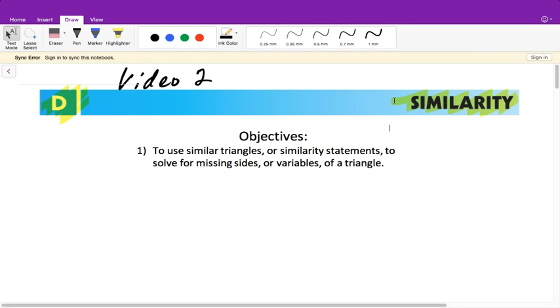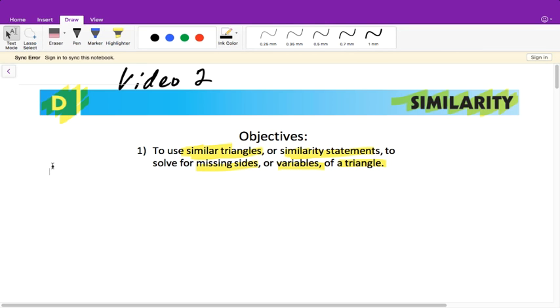All right, so now we are still going to be dealing with similarities, but what you need to be able to do at the end of this video is use similar triangles or similarity statements to solve for missing sides or variables of a triangle. So it's very similar to what we were just doing in the last quiz with congruent triangles. First, we learned how to determine if triangles are congruent, and then we used congruency statements to solve for missing sides of triangles. So we can do the exact same thing with similar triangles.